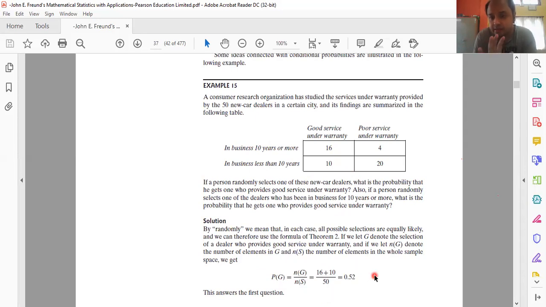This answers the first question. Now, the first question doesn't deal with conditional probability. No condition has been imposed upon that. It is not a conditional probability. It's just an event and just a probability which I've calculated using the classical definition. Look at the next problem.